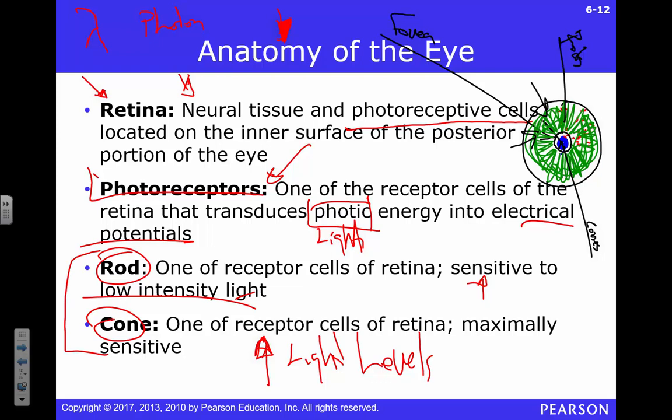Why? Because the cones here in the center need really high levels of light in order to be activated. At night, you don't have that. So when you look directly at it, it disappears. Then you look away and it reappears, right? And then you look back and it disappears. You can do that all night long.